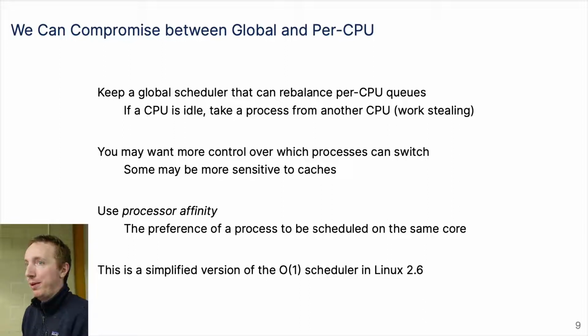But if this happens, you might want some say as to what processes can actually switch cores. So you might want some control. If you have a process that you know is really, really sensitive to its caches, then maybe you don't want that process to switch cores, and you would prefer that if it executes on a core, it stays there, and maybe you have some other process that you don't care about if it switches.